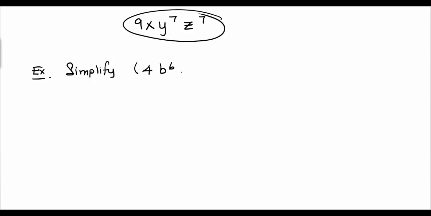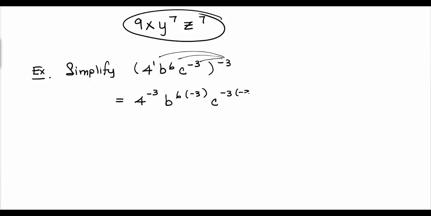4b to the 6th, c to the negative 3, all to the negative 3. So remember, my 4, the coefficient, has an exponent of 1. And this negative 3 is going to get multiplied to each one of them, right? So I have 4 to the 1 times negative 3 gives me a negative 3. B to the 6 times negative 3. And C to the negative 3 times negative 3.